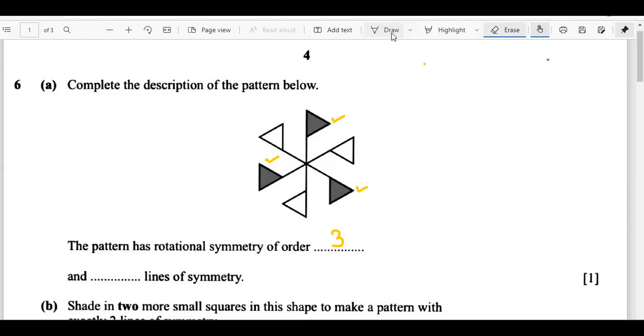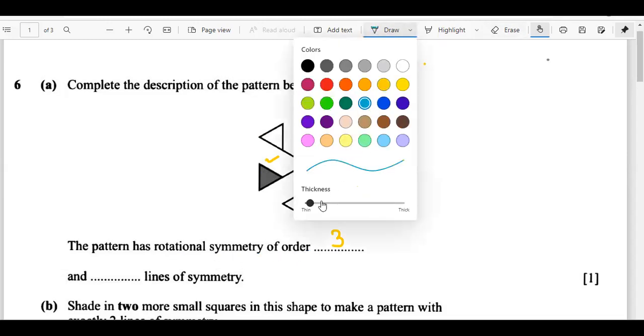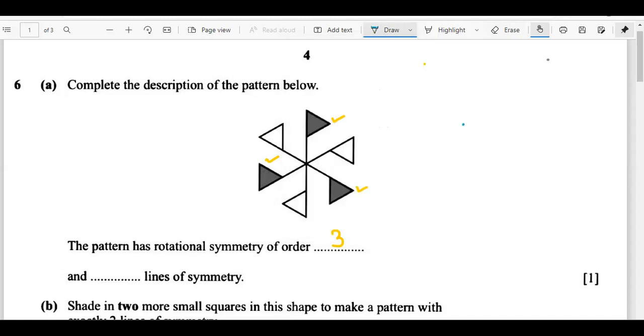Yes, ma'am. Okay. Right. For the next question, Turhan, I want you to respond as well. Okay, very good, Valiullah. And dash lines of symmetry. Now, this pattern has how many lines of symmetry?